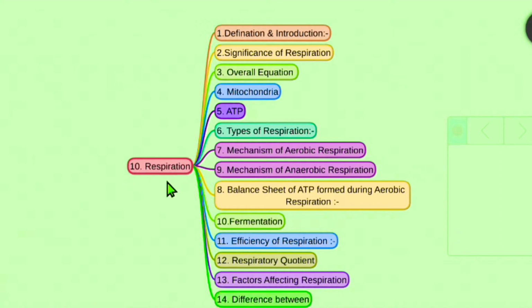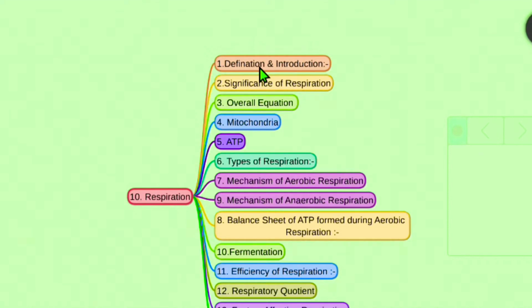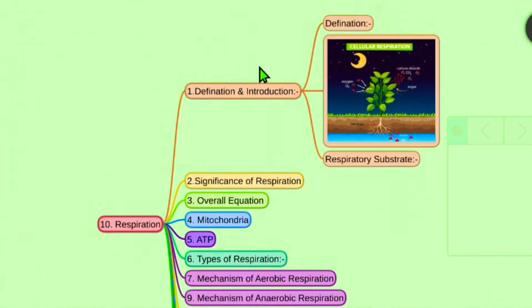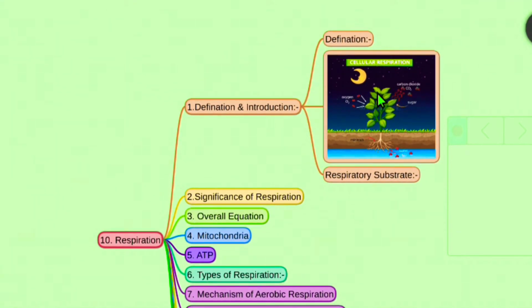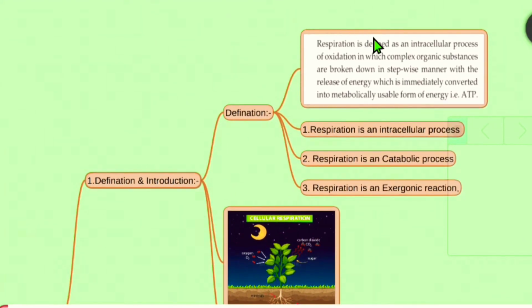Start respiration. First we will see the definition and the introduction of respiration. See here, it is also called cellular respiration. The definition of respiration is: respiration is an intracellular process of oxidation in which complex organic substances are broken down in a stepwise manner with the release of energy, which is immediately converted into a metabolically usable form of energy, that is ATP.